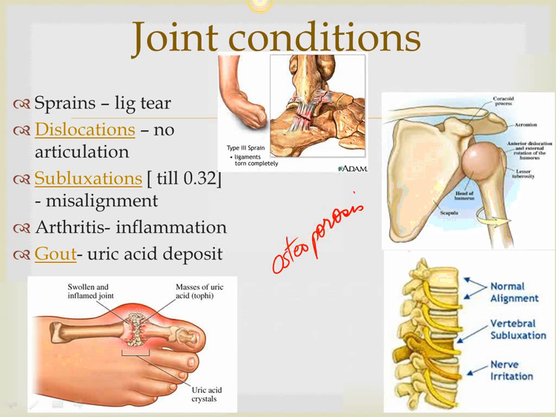Then we have a condition called gout. Gout is where uric acid crystals are deposited within the joint cavity. So it inflames the joint because these are crystals. They irritate the joint and cause inflammation. It tends to affect the great toe, the big toe, and it's the metatarsophalangeal joint of the big toe that is usually affected.